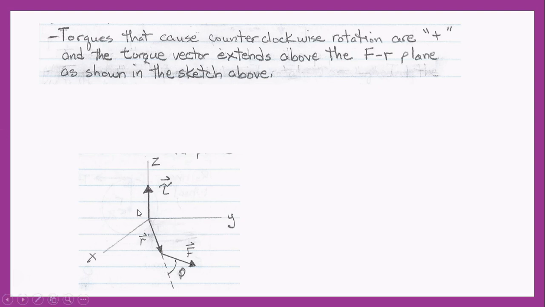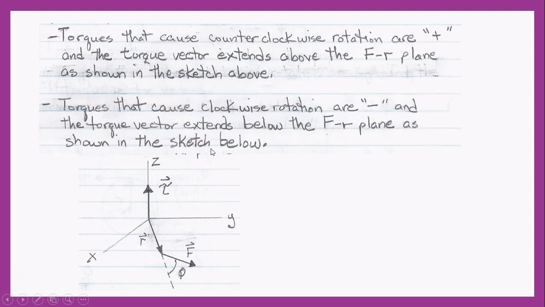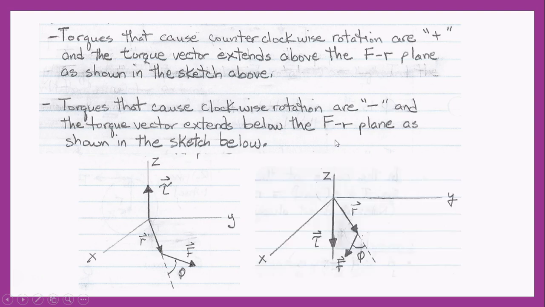Here we can see that the torque vector is extended above this plane of the lever and the force. Whereas torques that cause clockwise rotation are in the negative direction, and the torque vector extends below the force-lever plane, as shown in the sketch below. Here we can see in this sketch that the torque is pointing down. Notice if we apply the right-hand rule and put our fingers initially in this direction, and then curl our fingers along the force direction, the only way we can do that is if our thumb is pointing down. It is impossible to have our hand along this line and then curl our fingers this way if our right hand is thumbs up.